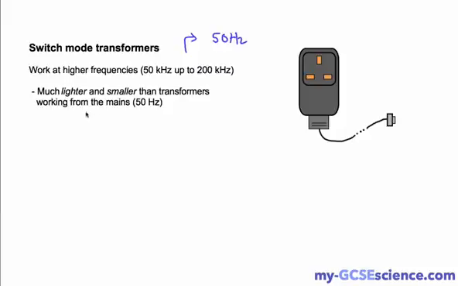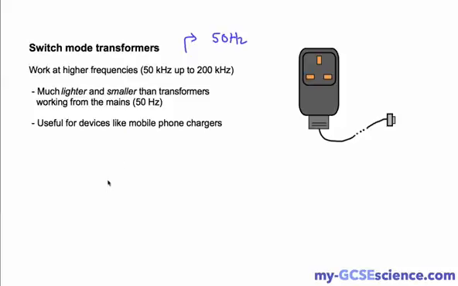That means they can be much lighter and smaller than transformers working from the mains, and these are our regular 50 hertz transformers that we've been talking about. So remember, these work at a much higher frequency, and what actually happens inside here is that because the mains electricity is supplied at 50 hertz, we have to have a little device in here that increases the frequency of the alternating current supplied up to 50 kilohertz or more.